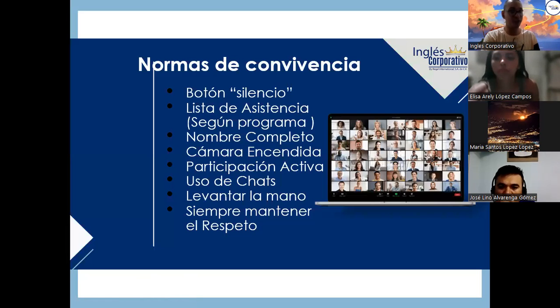Also, remember that you need to be on mute if you are not speaking, if you are not participating. Why? Because we can avoid the background noise. Remember that you are at home and sometimes at home you have background noises that will interrupt the class. And that will be super difficult for us to keep listening to the class if your microphone is active.